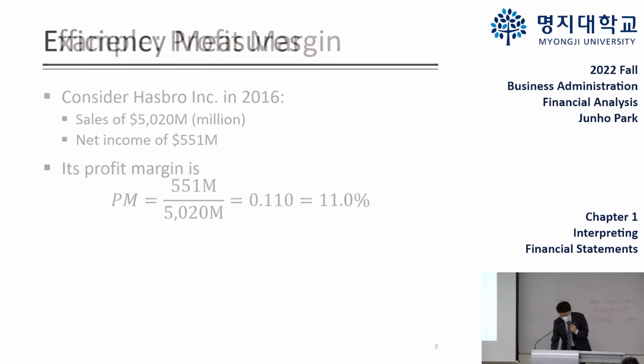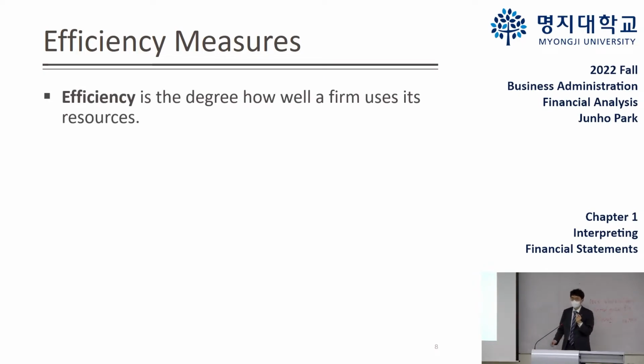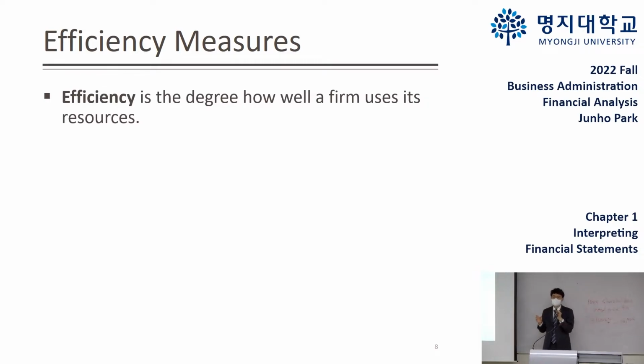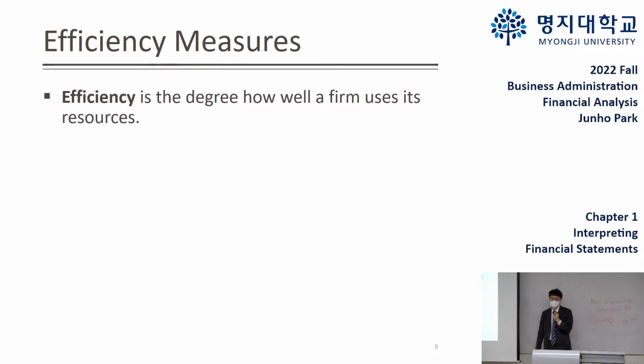Okay, and the next dimension I'd like to talk about is efficiency. So efficiency means the degree to which you use your resources. So if you think about profitability, it is very simple. You have to earn a lot if you are running a business successfully. And the second thing that you have to be very careful about if you are running a company is that you have to take care of your assets.